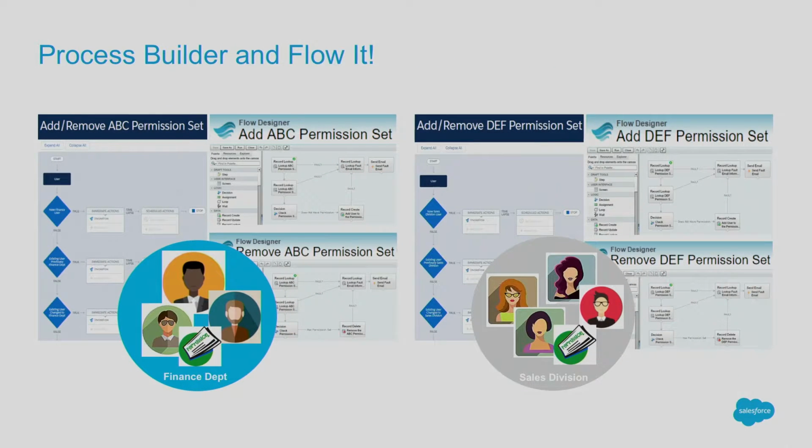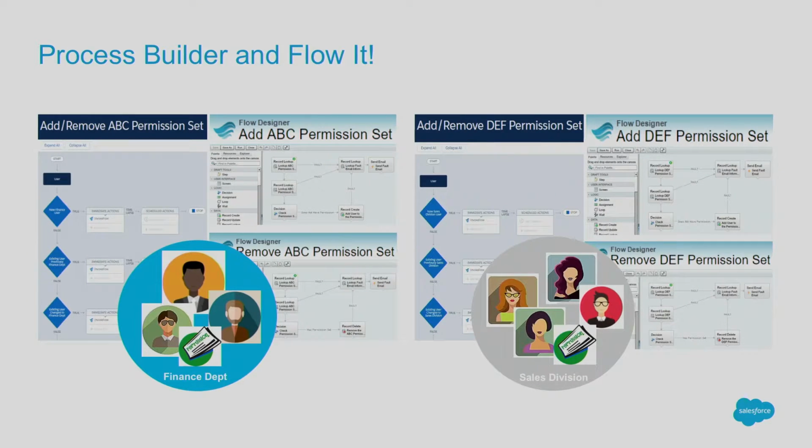So this is how she handled it. She created one process builder to add and remove the ABC permission set. Based on different criteria, it will either invoke the add ABC permission set flow or the remove ABC permission set flow.